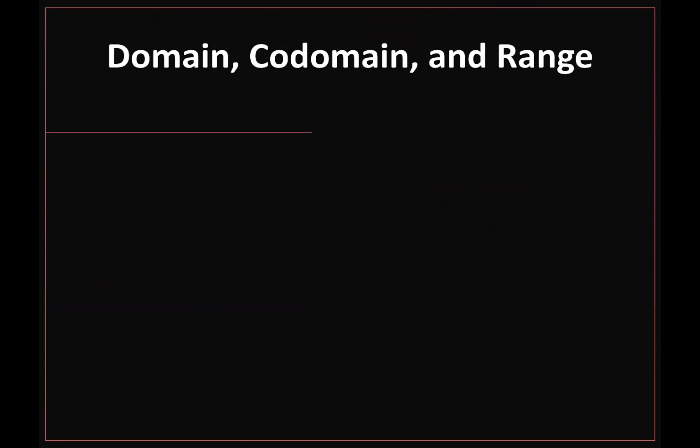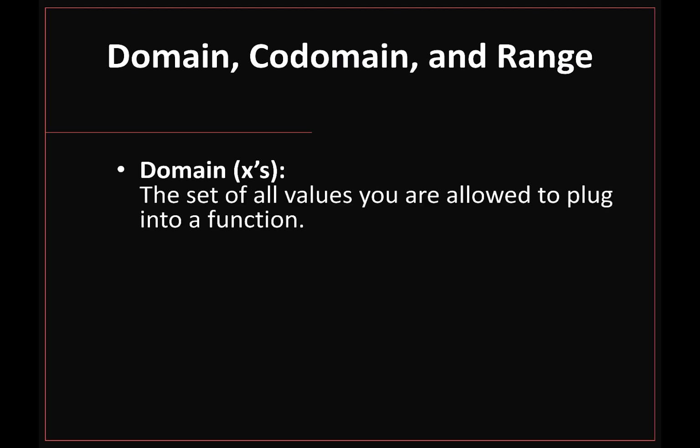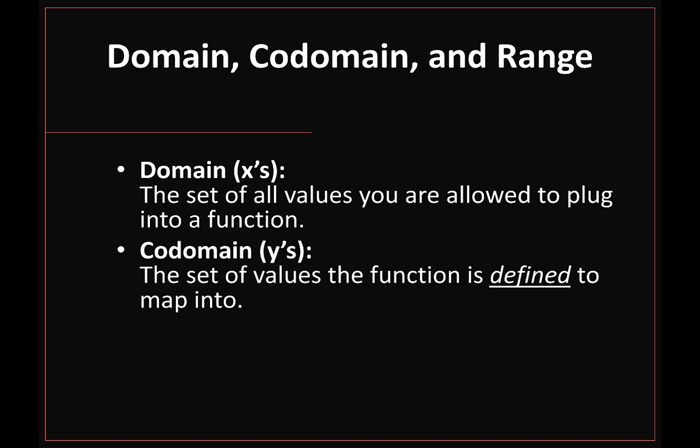We have these three words: domain, codomain, and range. Domain and range you know from functions, but it's going to look a little different now that we're talking about discrete math. Domain is still going to be the x's, which is the set of all values you're allowed to plug into the function. The codomain is the y's, and this is set up from the beginning. When we describe our function, we say we go from one set to this other set, so maybe the reals to the reals or the integers to the integers, but I want you to see it's a set of values the function is defined to map into. So this is said before we start evaluating the function.